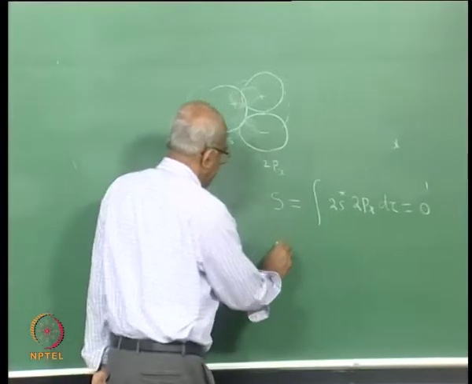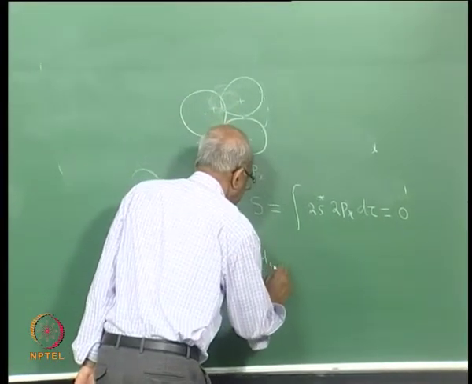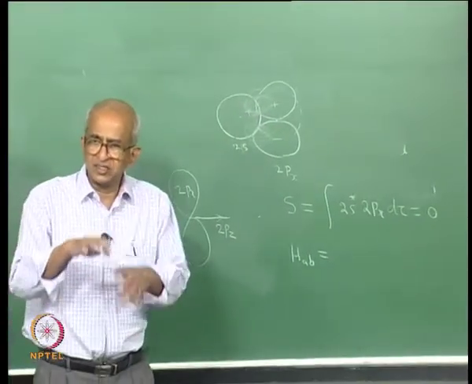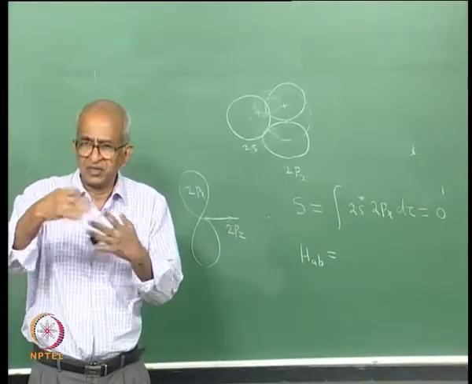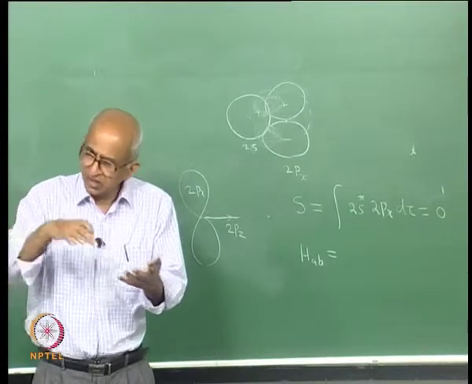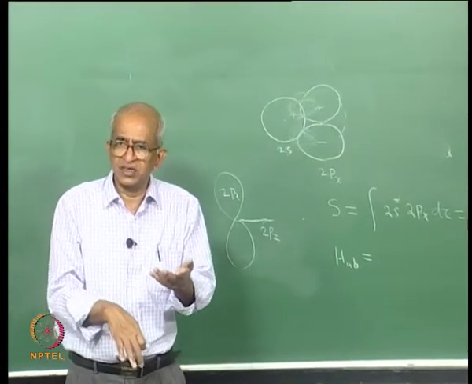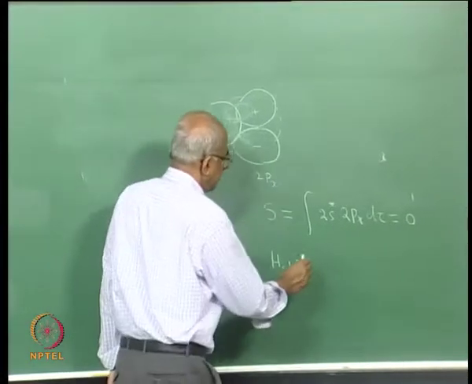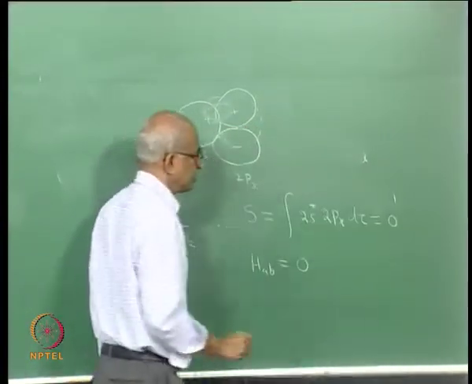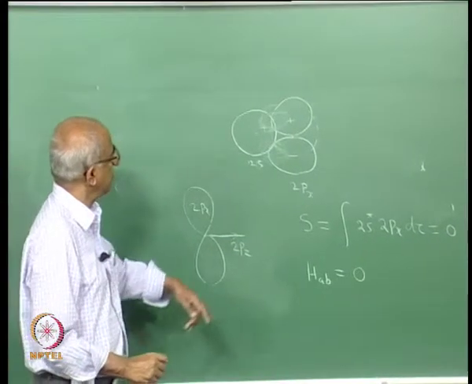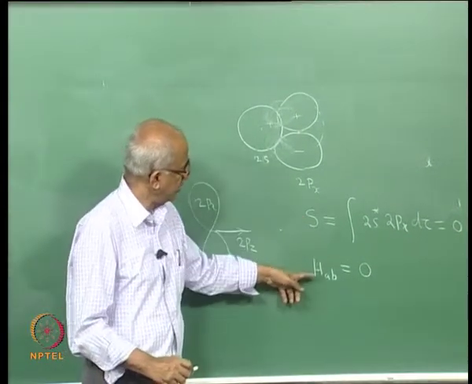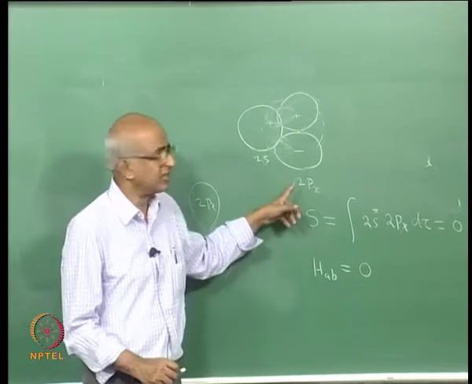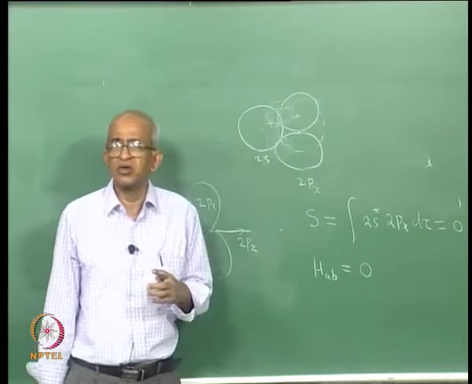And in exactly the same fashion, if you think of HAB, the HAB would also have regions where HAB has positive contributions and regions where HAB has negative contributions, and they will exactly cancel each other, and therefore, this also will turn out to be equal to 0. So this is a situation where both the overlap integral and the resonance integral are 0, and if that happens, what is the conclusion? The two orbitals are not going to mix together.